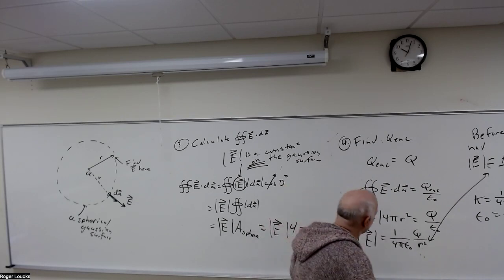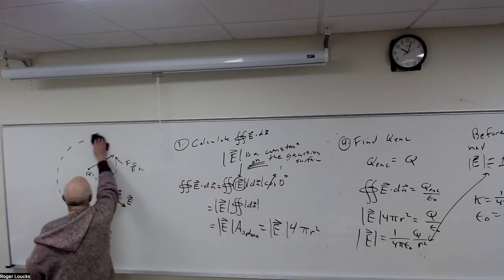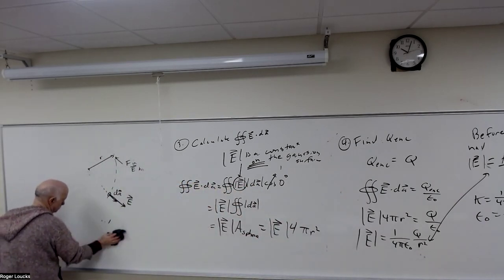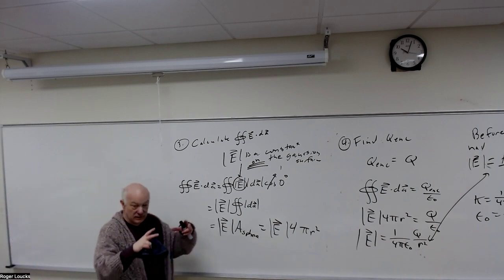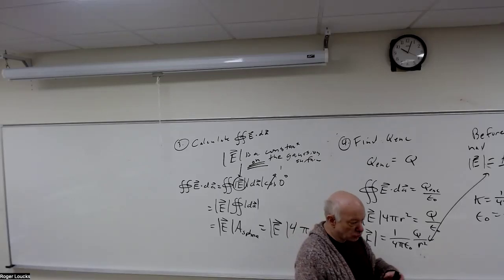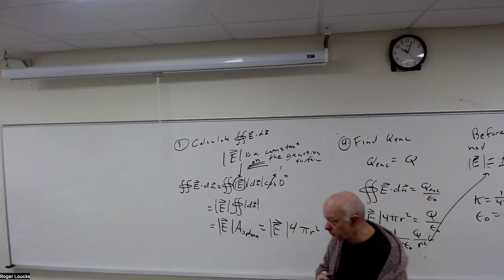Let's try one that's a little more involved now. Let's try doing the infinite wire. We're going to come back and look at more of these. We're going to start looking at a sphere with a charge density in the sphere. We're going to start looking at a lot of really crazy things.